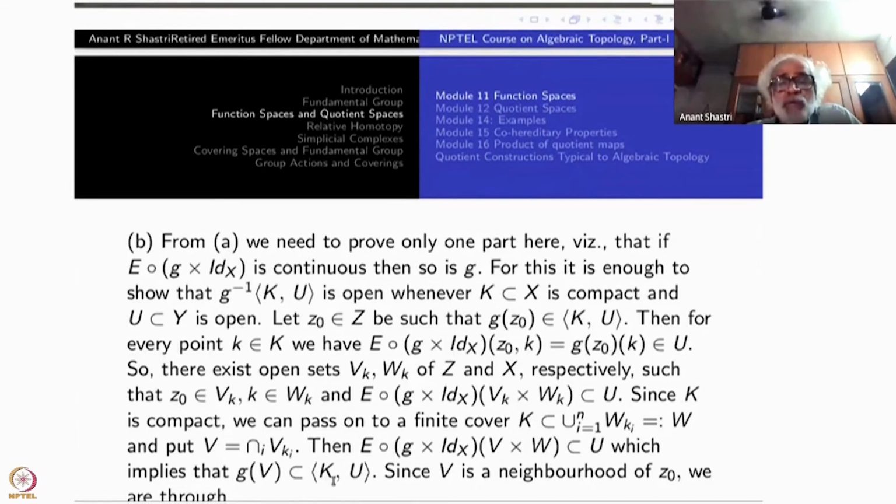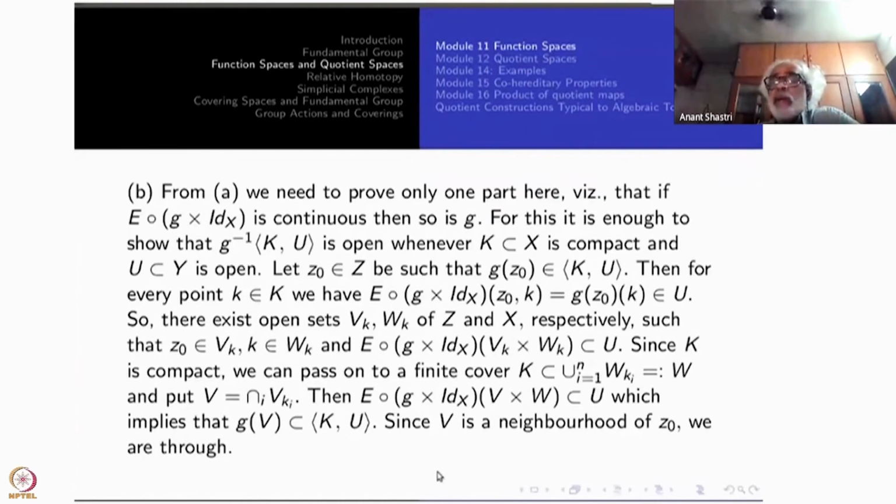What is the meaning of KU? Every element of G V takes K inside U, but they are taking the whole W inside U. Therefore, they are taking K also inside. Since V is a neighborhood of Z0, we are done, because we have formed a neighborhood here. G of that is contained inside KU. G started with a G of Z0 contained inside KU and formed a neighborhood now. So this shows that G is continuous.